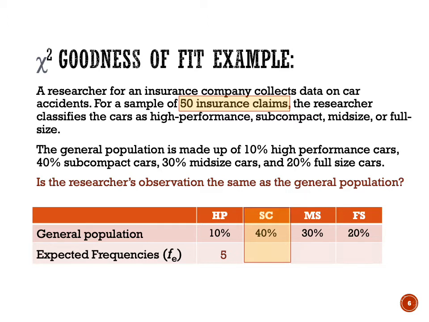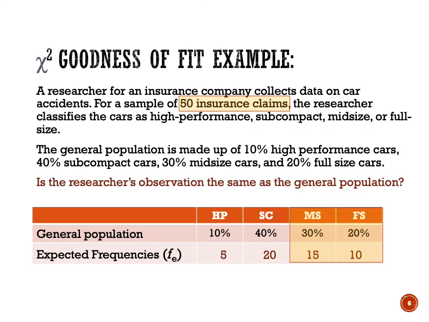So let's calculate the rest of these. So out of those 50 cars, we expect 40% of them to be subcompact cars. That's what the SC stands for. So to find the expected frequency for subcompact cars, I'll calculate 40% of 50 or 0.40 times 50, which equals 20. So you can pause here and see if you can calculate the expected frequency for midsize, which is going to be 30% of 50, and for full size, which is going to be 20% of 50. So if you calculated that correctly, you should get 15 for midsize and 10 for full size.